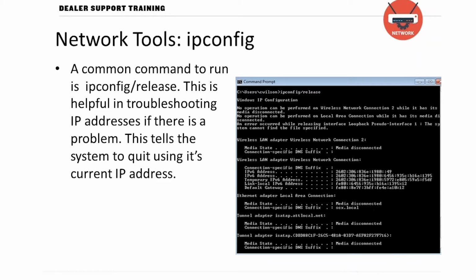Another common ipconfig command to use is ipconfig/release. This helps in troubleshooting IP addresses if you come across a problem. It basically tells the system to quit using its current IP address and release it. So that machine no longer has that IP address in its memory.